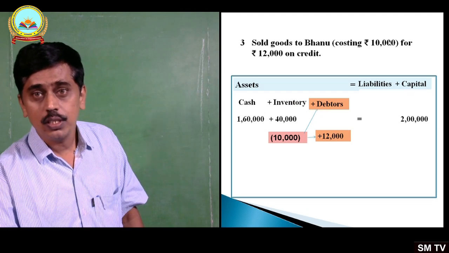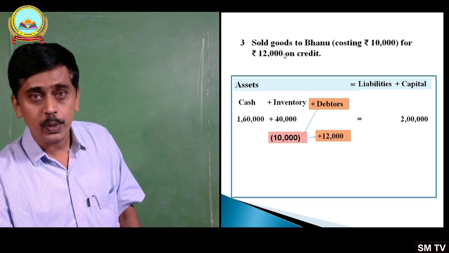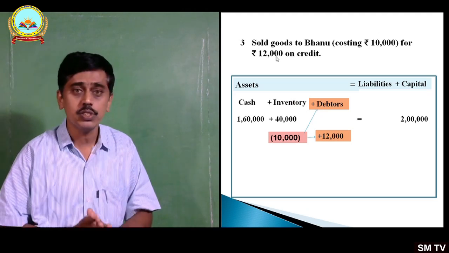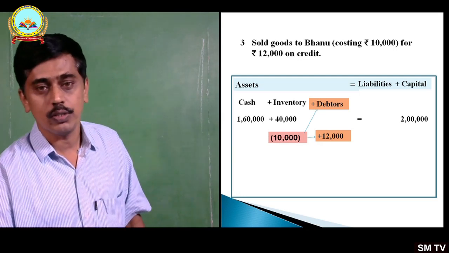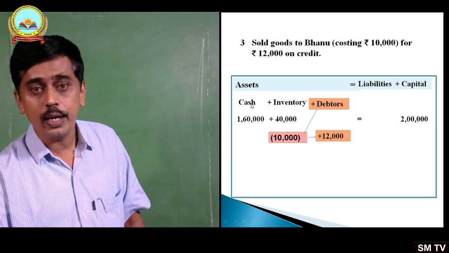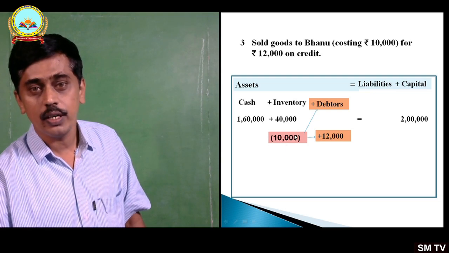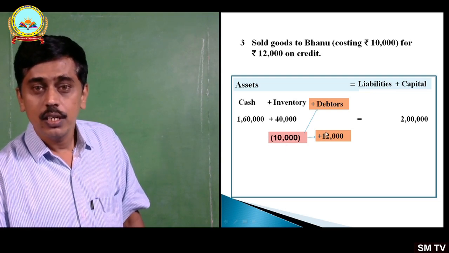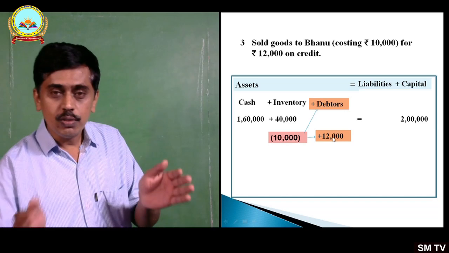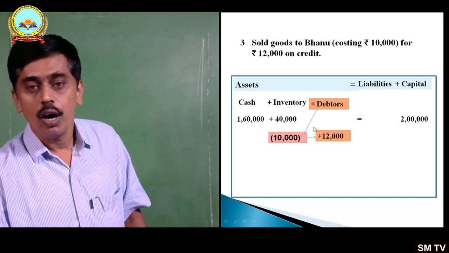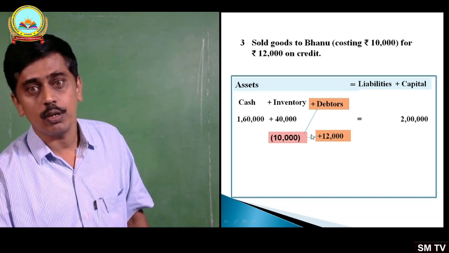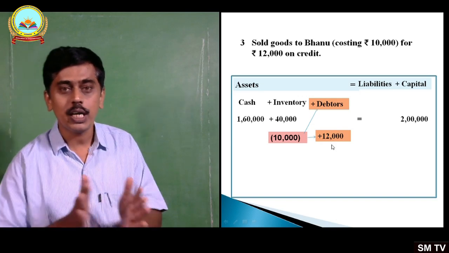10,000 rupees goods sold for rupees 12,000. So inventory reduces by rupees 10,000. Debtors increases, or new debtors comes. How much amount? 12,000 rupees. Then what about the 2,000 rupees?